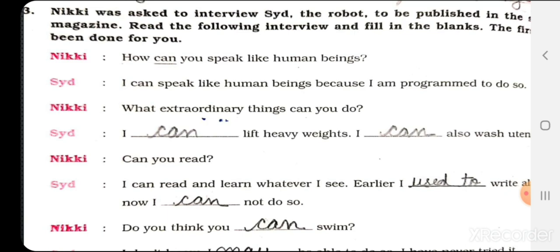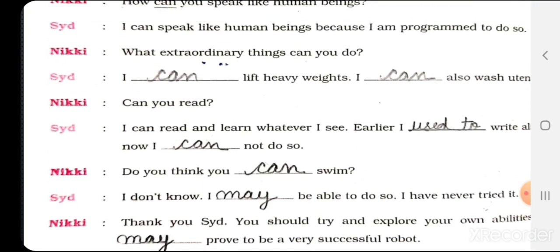Earlier, past की habit की बात हो रही है. Earlier, I used to write also, but now I cannot do so. Nikki: Do you think you can swim? Sid: I don't know. I may be able to do so. I have never tried it. Nikki: Thank you Sid. Sid: You should try. Should हमने यह modal use करा for advice. Okay. You should try and explore your own abilities. You may prove to be a very successful robot.